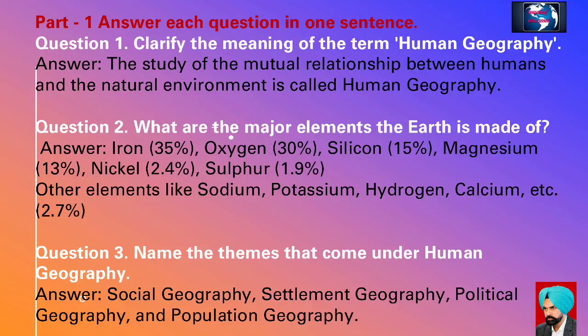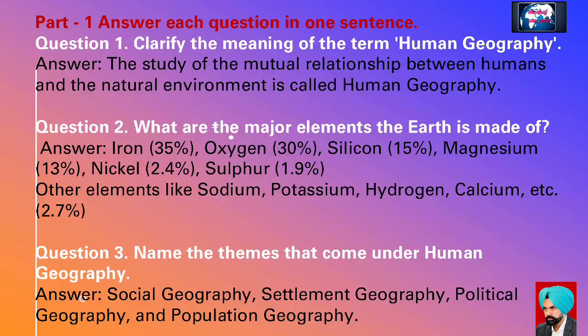Question 2. What are the major elements the earth is made of? Answer: iron 35%, oxygen 30%, silicon 15%, magnesium 13%, nickel 2.4%, sulfur 1.9%. Other elements like sodium, potassium, hydrogen, calcium, etc. 2.7%.